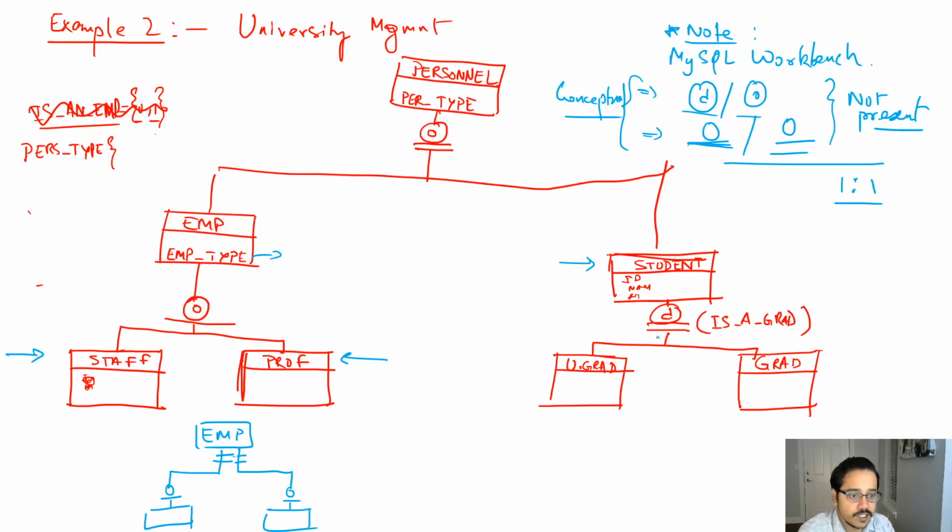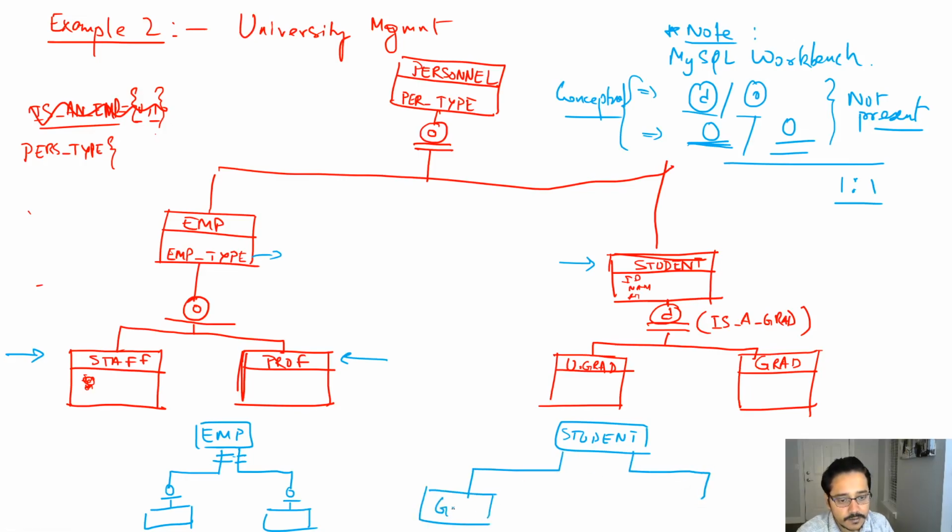Okay, so for this side, you will have something like student, and then student will have a 1:1 relationship with grad. Okay, and then undergrad. Okay, and there will be 1:1 here, 1:1 here, 1:1 here, 1:1 here. Okay, and then you can do the subtype discrimination.